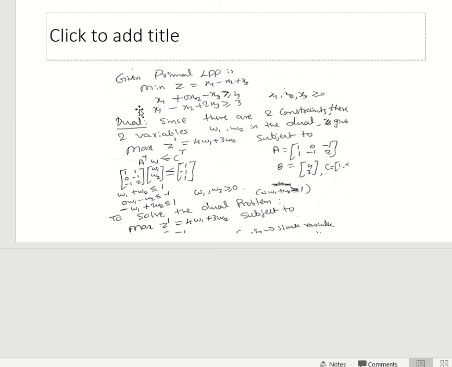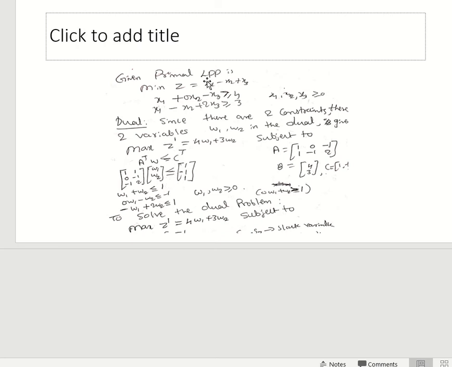Now we have to write the dual, that is maximization of z dash = B transpose into W, subject to the constraint A transpose into W less than or equal to C transpose. This concept we have already discussed in the previous slides. Now what is A transpose? Here the row-wise elements we have to write in the form of columns, that is [1, 1; 0, -1; -1, 2] into [W1, W2], which is less than or equal to C transpose.